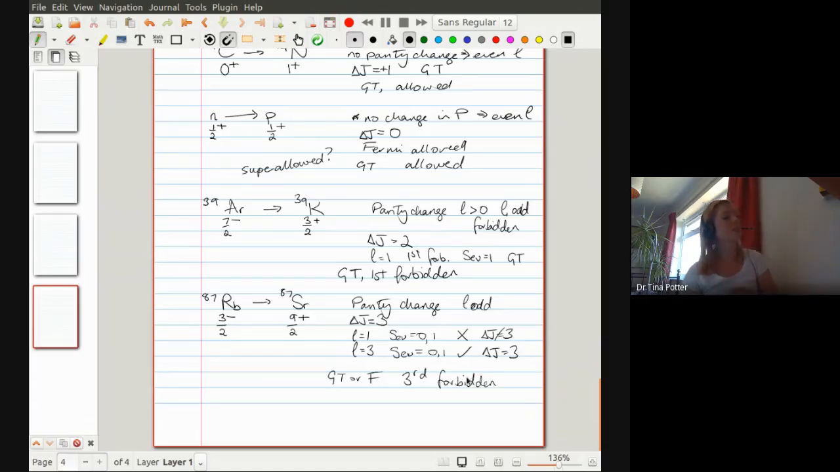So you would expect this final example here to have a very long comparative half-life compared to the allowed decays, simply because it has to go through a decay where the electron and neutrino are emitted with quite a high value of orbital angular momentum, which suppresses the decay. Right, let's move on.